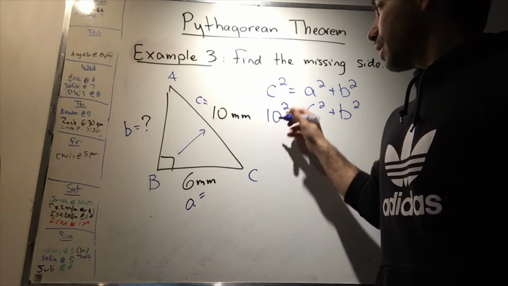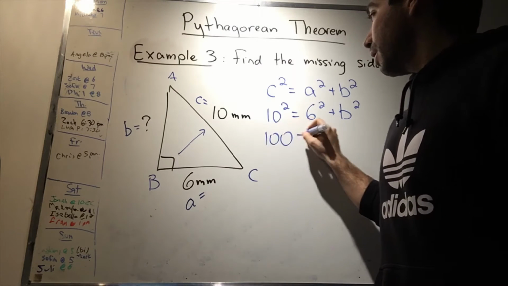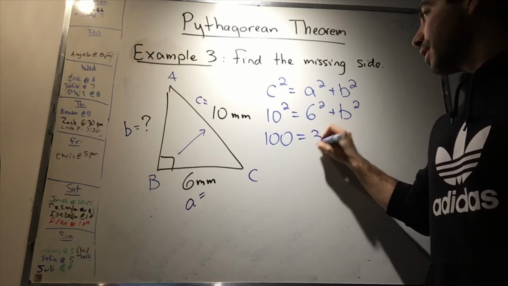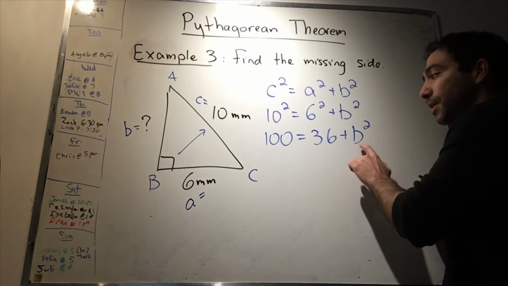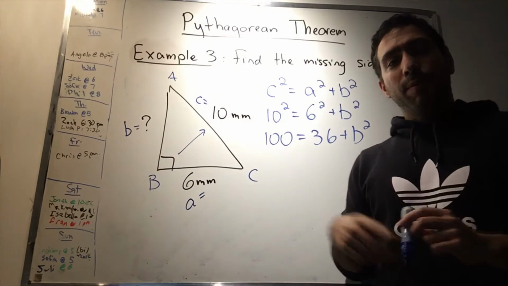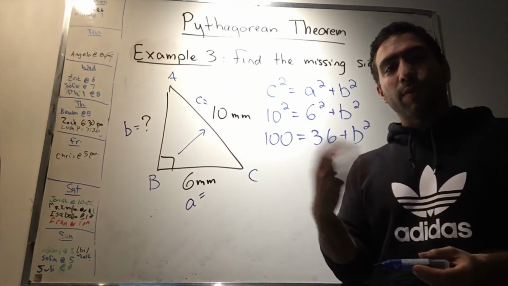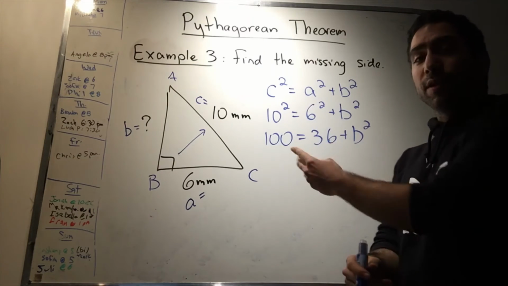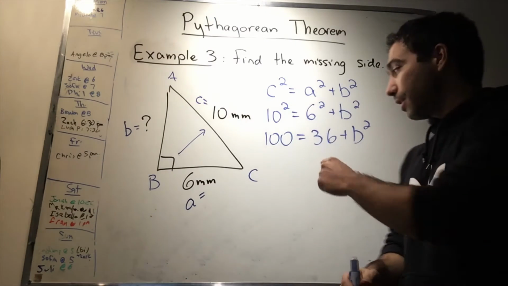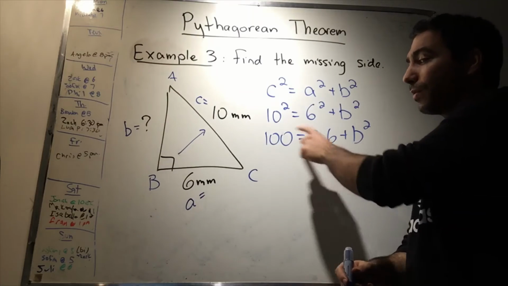So let's solve. 10 squared, we get 100, equals, and then 6 squared, we get 36, plus b squared. Our goal is to isolate b squared. We want b squared by itself. Before, when we were solving for c squared, it was already isolated. Now we have to take the extra step of putting our variables on one side and our numbers on the other side. So that means we have to bring the 36 over with the 100.